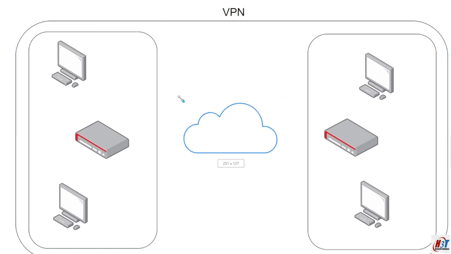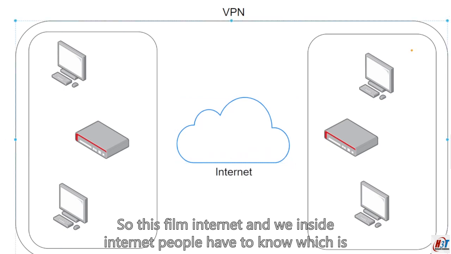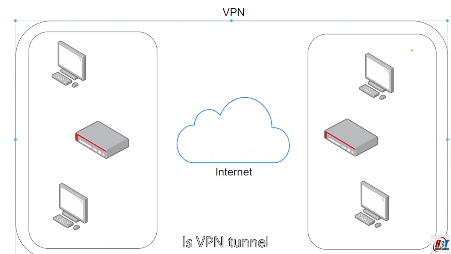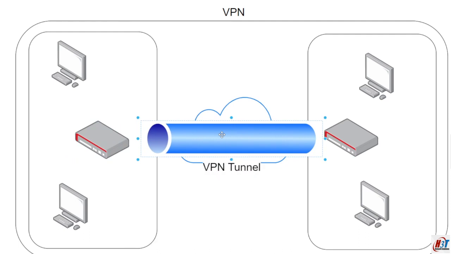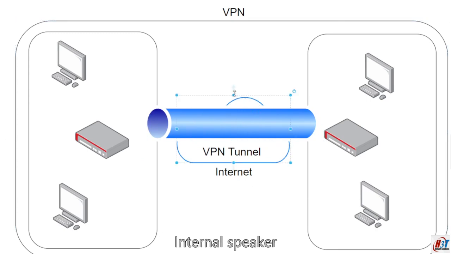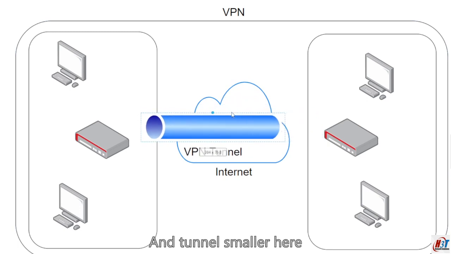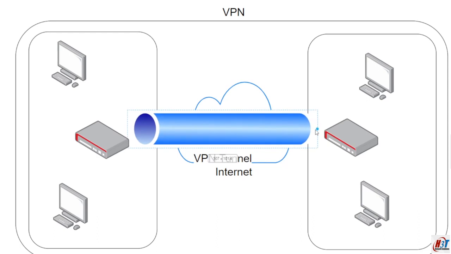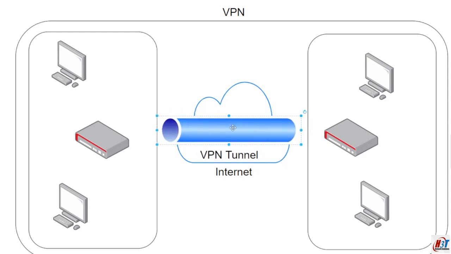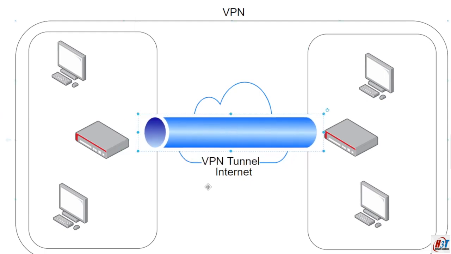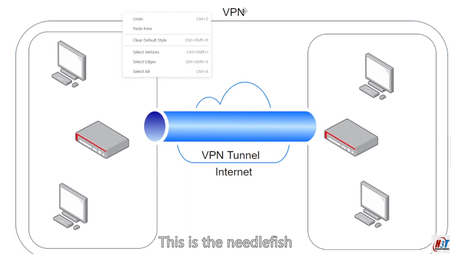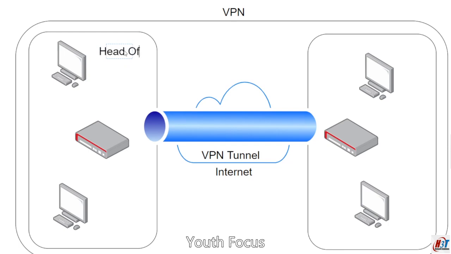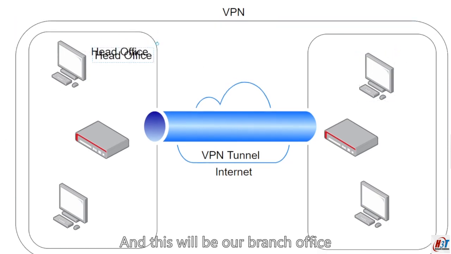This will be the internet, and inside the internet we will have a tunnel, which is the VPN tunnel. This is the VPN tunnel here. So let's make the internet bigger and the tunnel smaller. So this will be the head office here, and this will be our branch office.